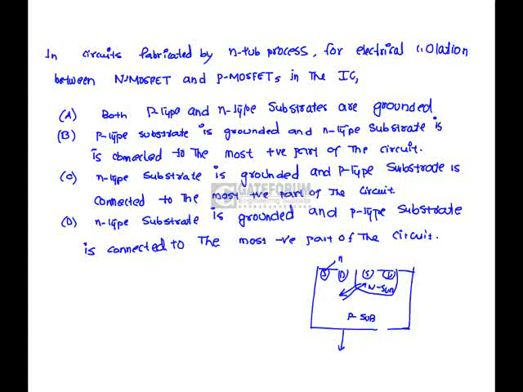So the P substrate must be connected to the most negative potential available in the circuit, as well as the N substrate must be connected to the most positive supply available in the circuit. Hence, according to these options, option D is correct.